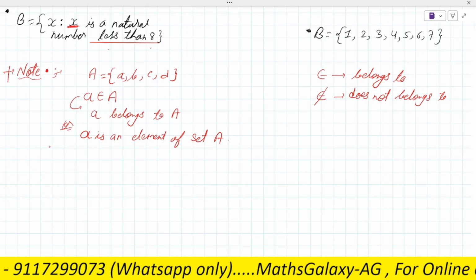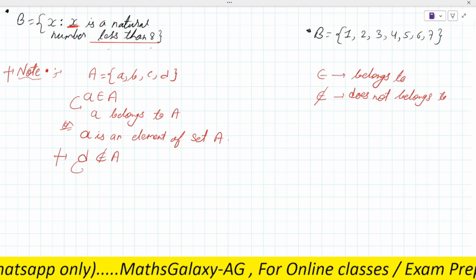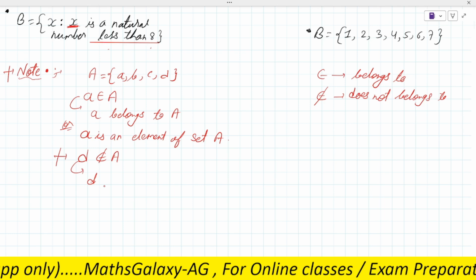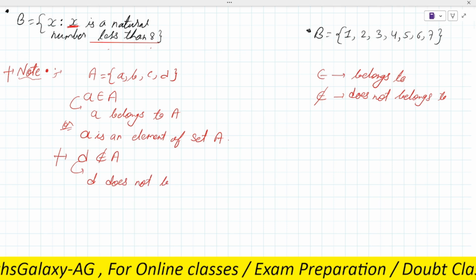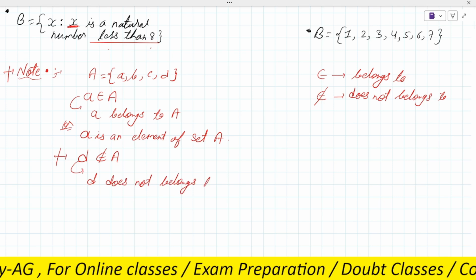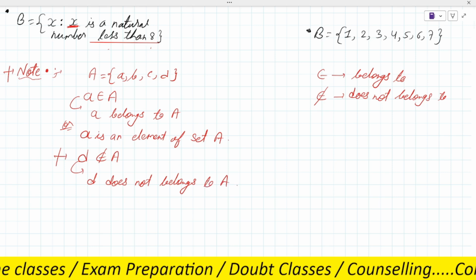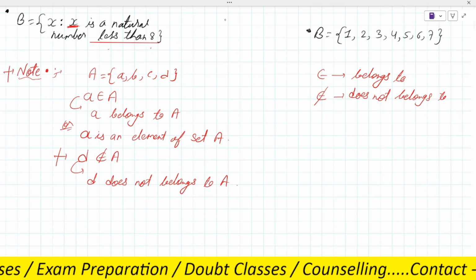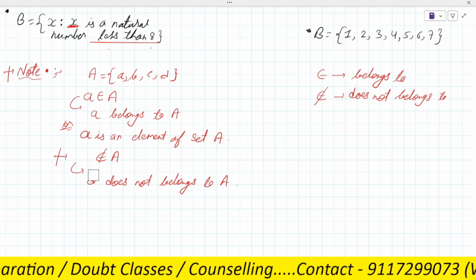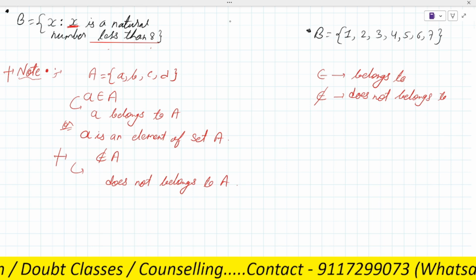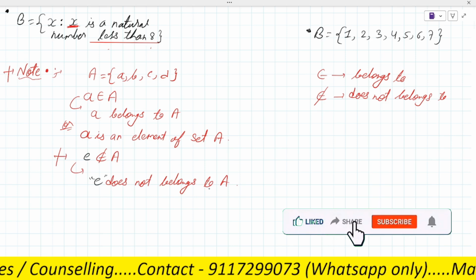Or if we write that d does not belong to A, it means that d does not belong to A. Oh, sorry, don't take d here, it will be wrong. Here d is the element of set A. So take e, as e is not the element of set A. So e does not belong to set A.